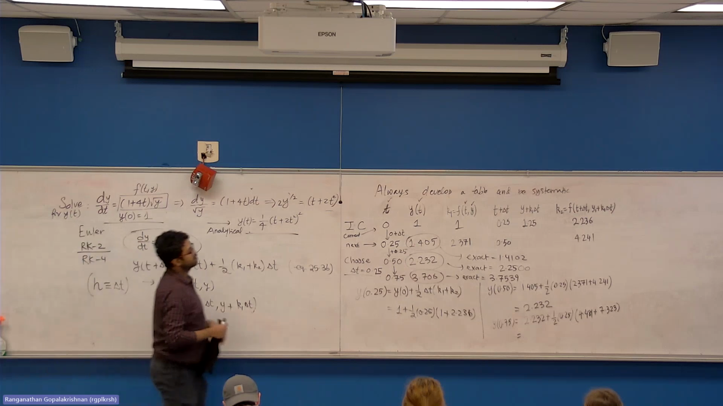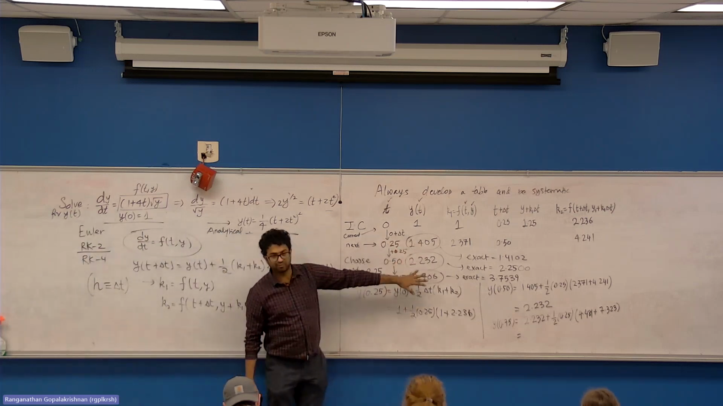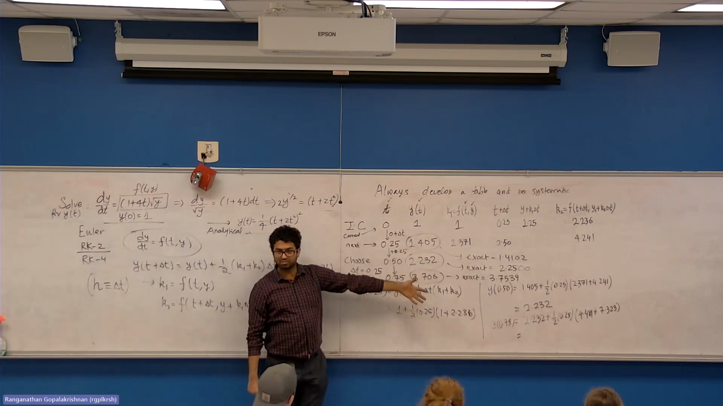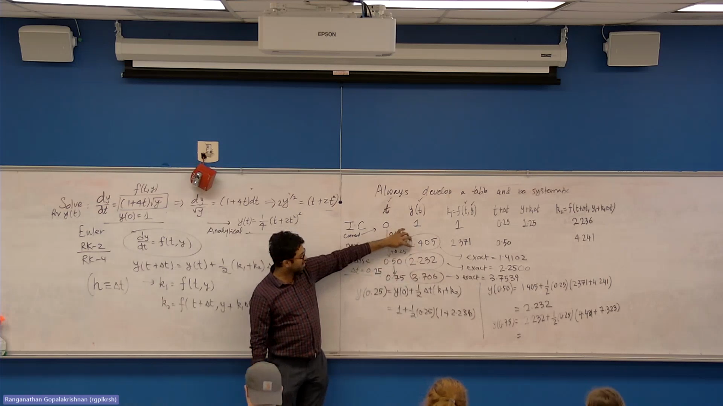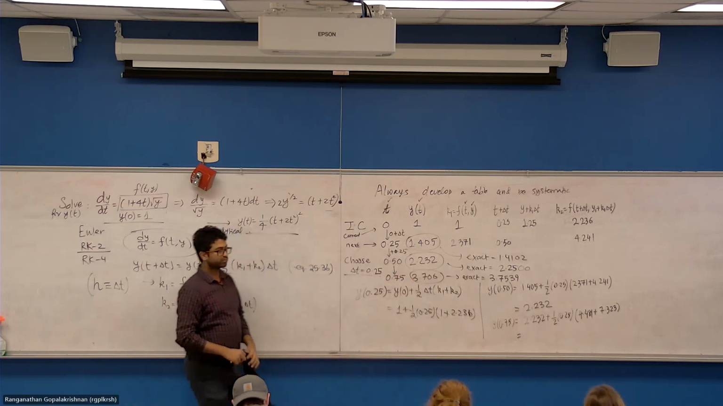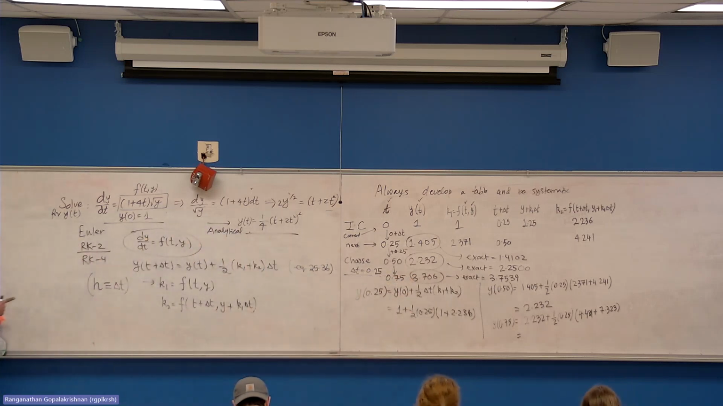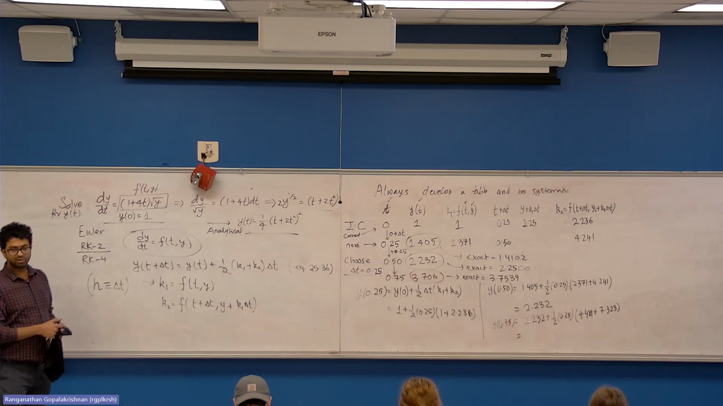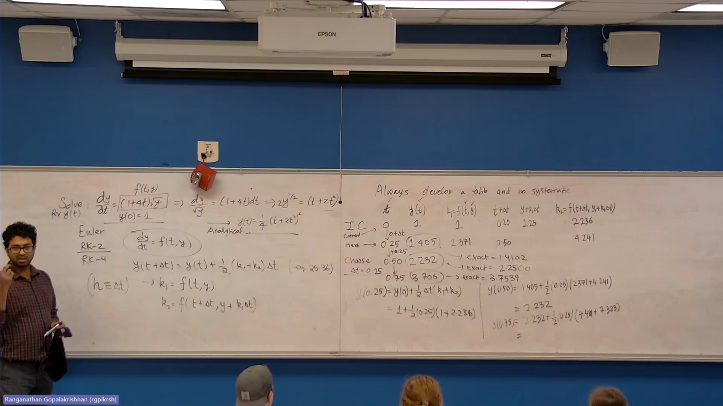Are you able to get these three values? Ask yourself. If not, please speak up now. Did you get these three values by yourself? Do you understand the process? We are going to now do the same problem using RK4. Can I move on or should I wait? Okay. Any question?